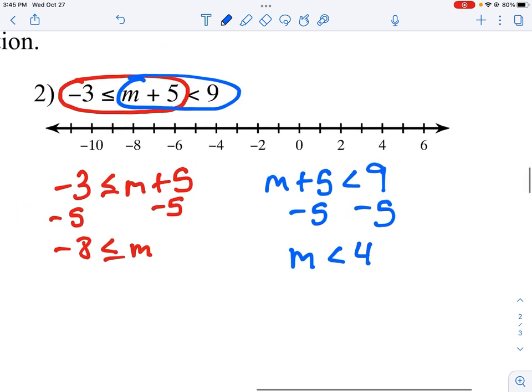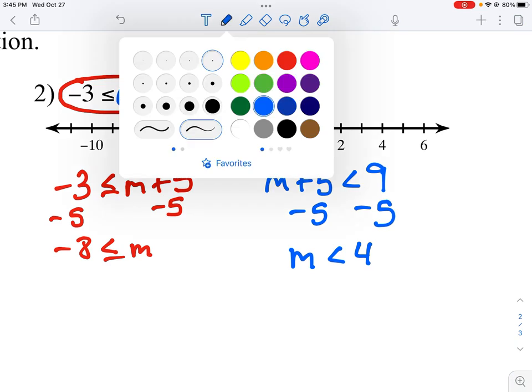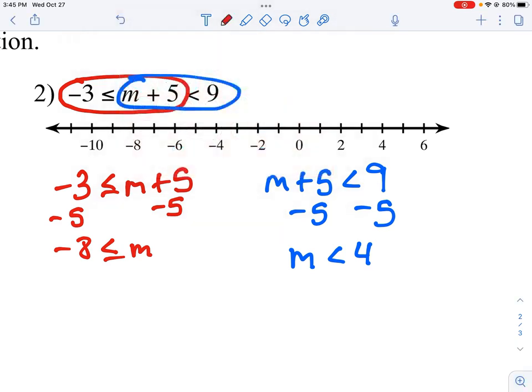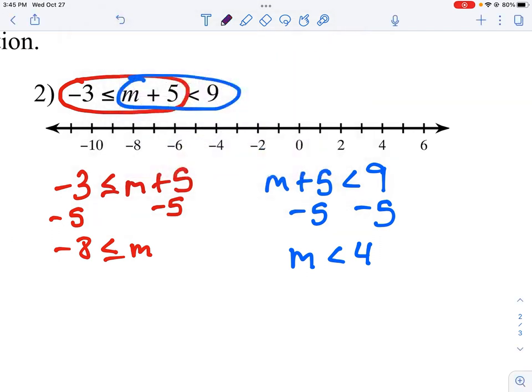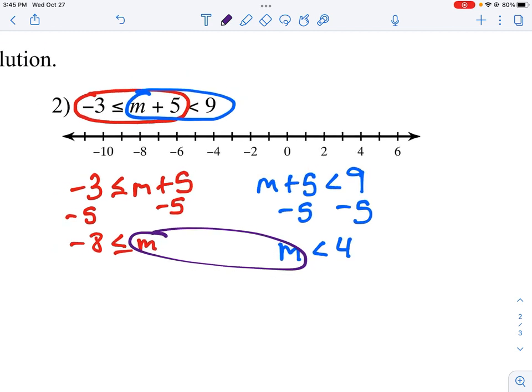Now, when we have separated them, you have to put them back together. So in order to put them back together, we keep this together. So these m's get smushed together. It only becomes one m. So it becomes negative 8, the smaller number is always on the left, is less than or equal to m, which is less than 4.